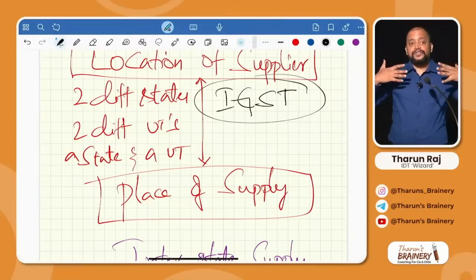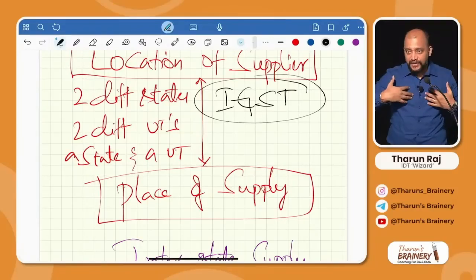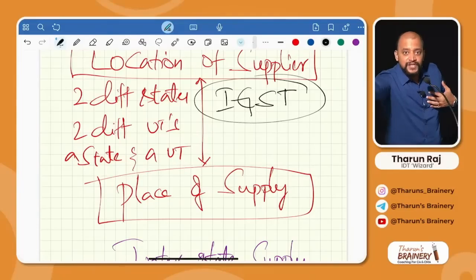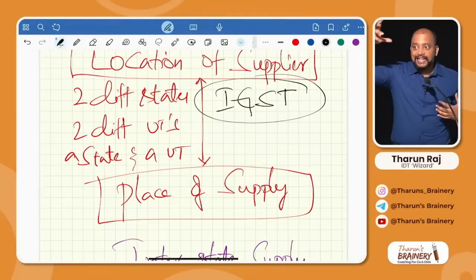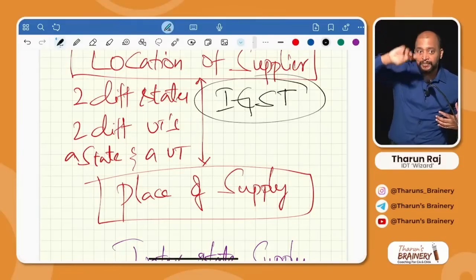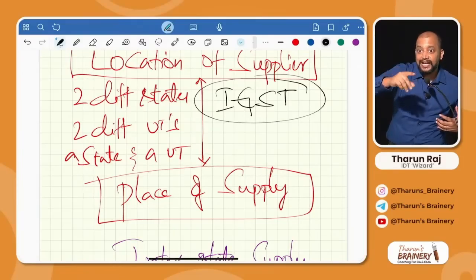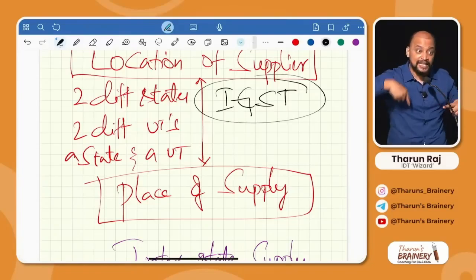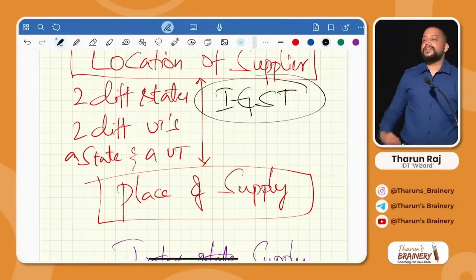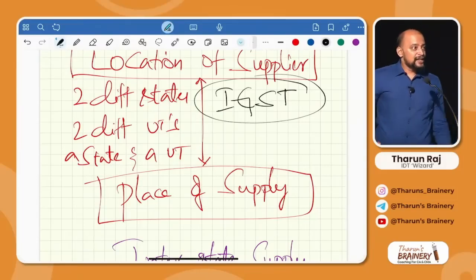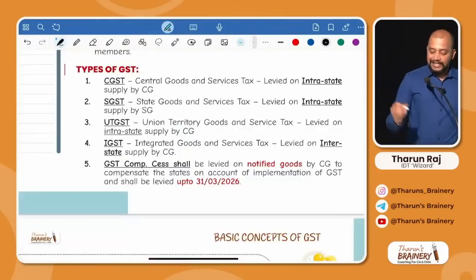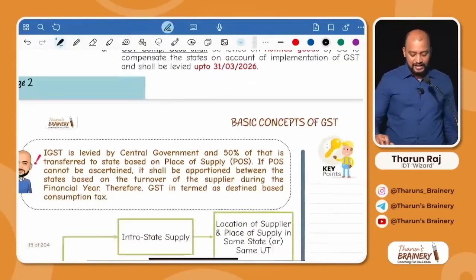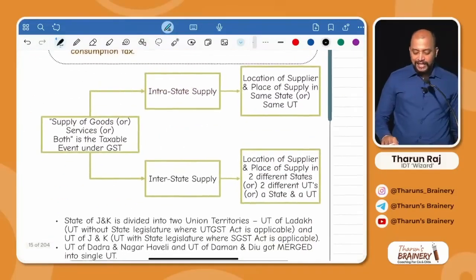Listen. Location of supplier Tamil Nadu. Place of supply say Kerala. So therefore, in that IGST, 50% will go to central government. Remaining 50% will go to Kerala, not the originating state. Not the originating state, but the destination state. That's why GST is called a destination based consumption tax. Is it clear? So GST is called what? Destination based consumption tax. See this, say this. First we need to understand.